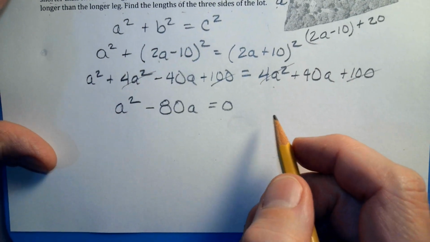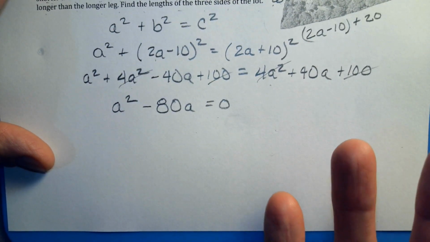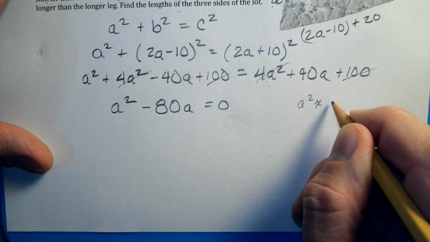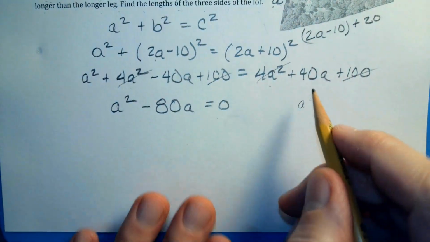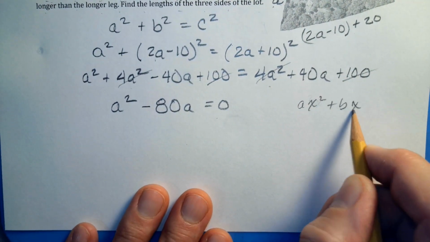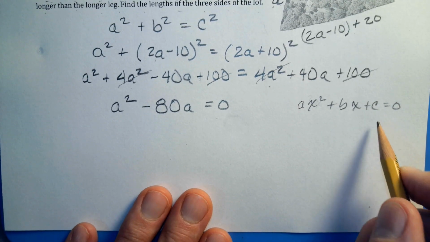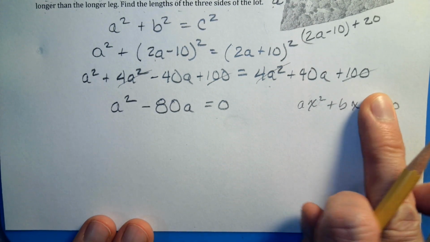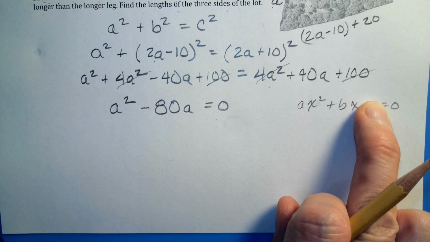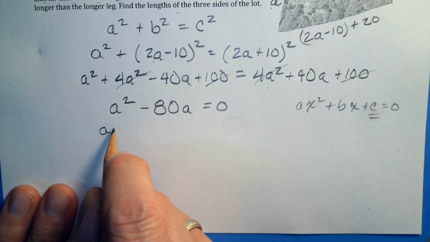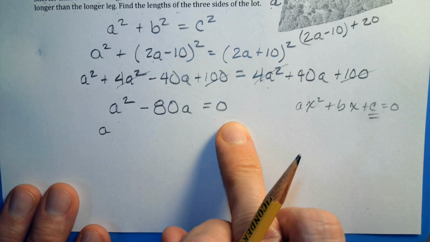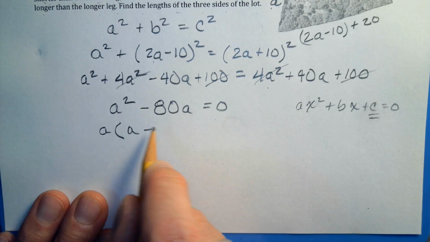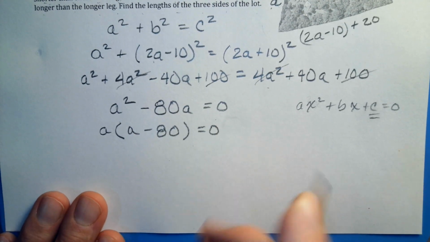All right, and then we want to use factoring, but this one's a real simple factoring because, generally, we have ax squared plus bx plus c equals 0. In this case, the constant is missing, right? The constant is 0. So this is really simple. When we have an equation like this, we simply take out the variable. So here we can factor out a GCF of A. We don't divide by A, we take it out. We do A times (A minus 80) equals 0.